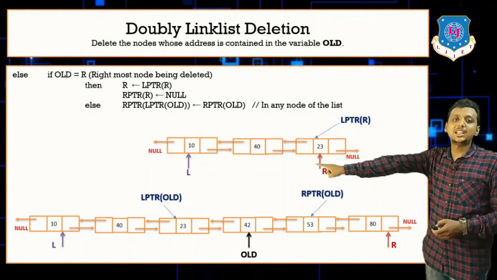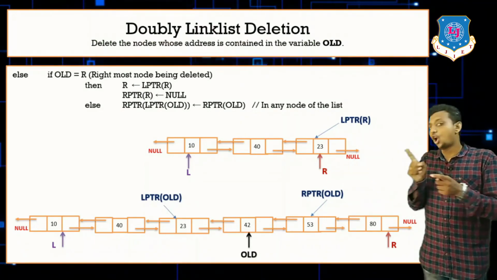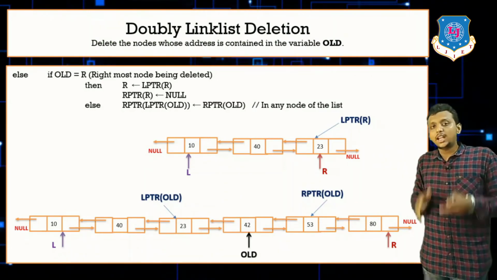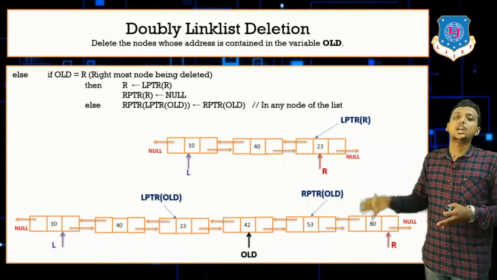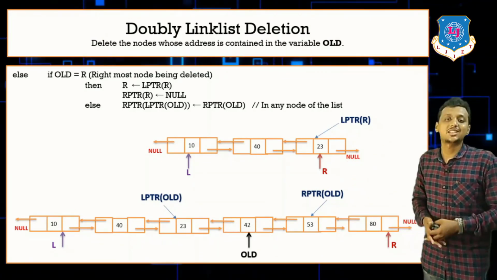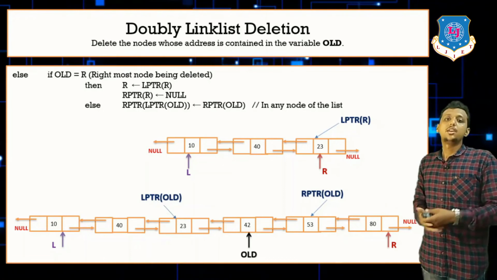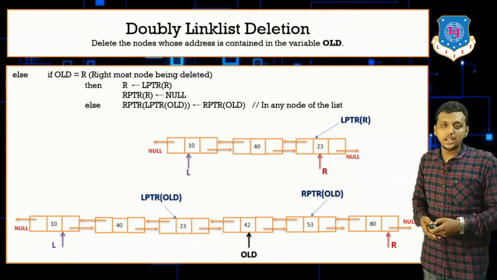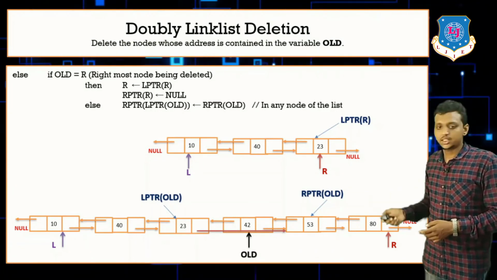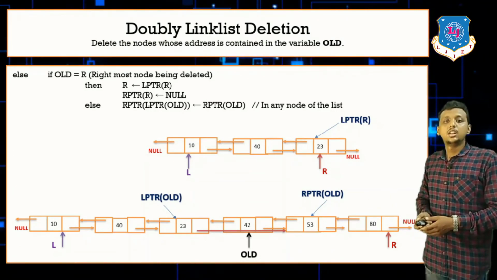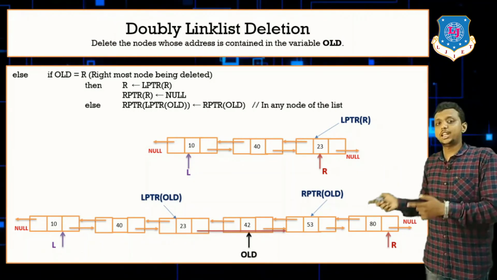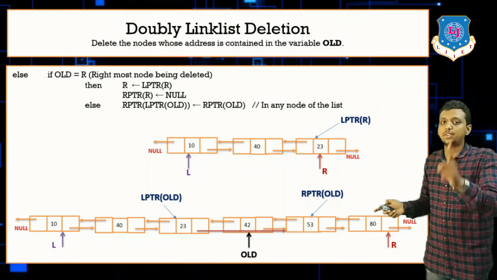Because 23 itself means LPTR of old, the right link of 23 is going to connect to the right link of old, that means 53 itself. Fine. Now, what to do next? See, now my right link of the 23 is gone and connected with the 53. Now let me start with the next step. I want to connect the left link of 53.